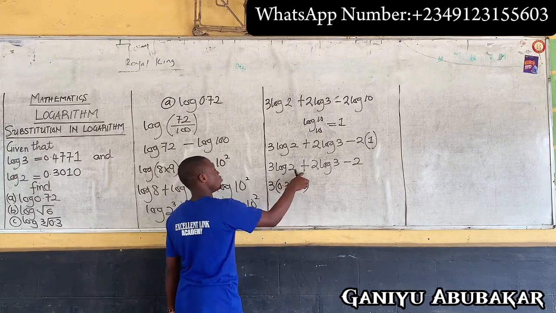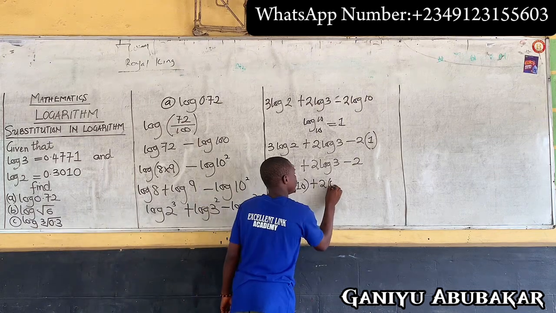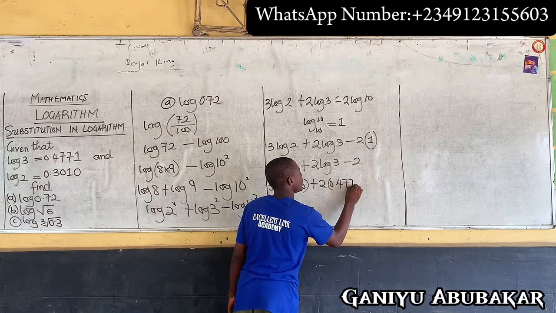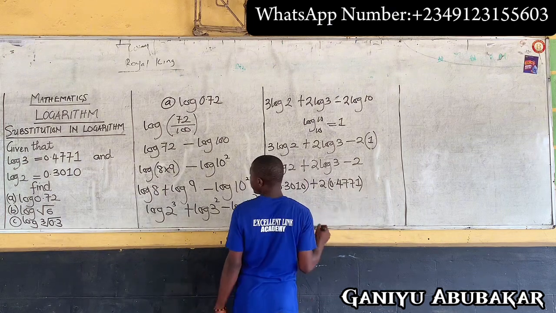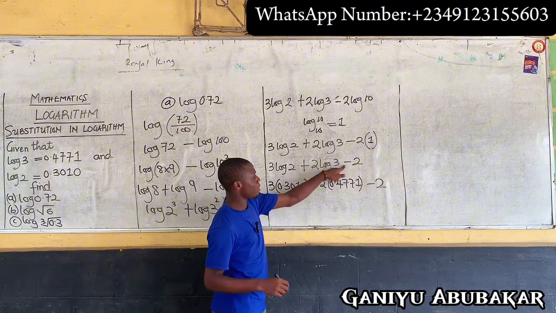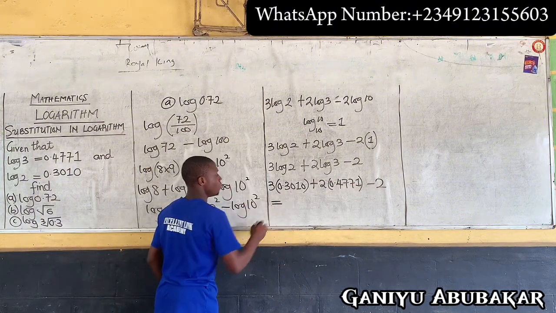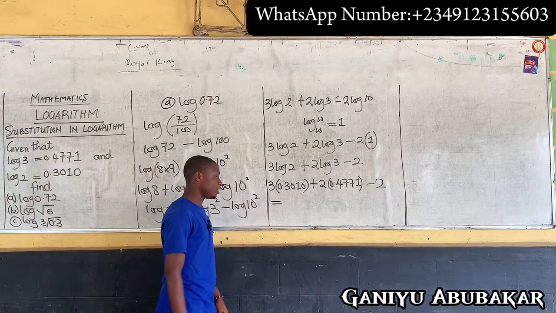3010. That's log 2, plus 2 into what's log 3 there? 0.4771, minus 2. So multiply 3 by this. What do I have there? Multiply 3 by 0.3010.